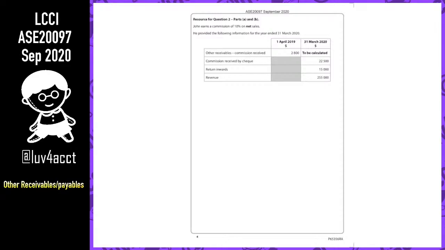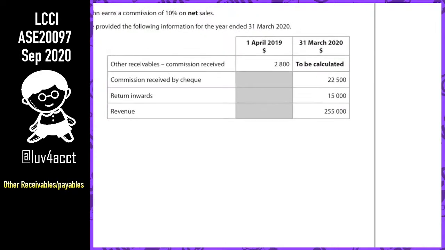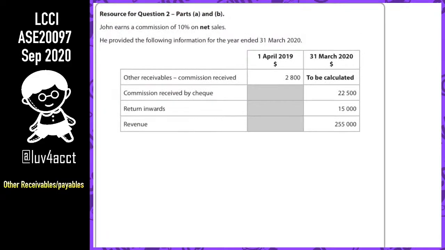Anyway, John earns a commission of 10% on net sales. That's why you are given the sales and also returns in. And then opening balance of other receivable. Other receivables is in the debit side, is an asset. Commission received, that is a commission income in arrears. They should have paid you but then haven't yet.